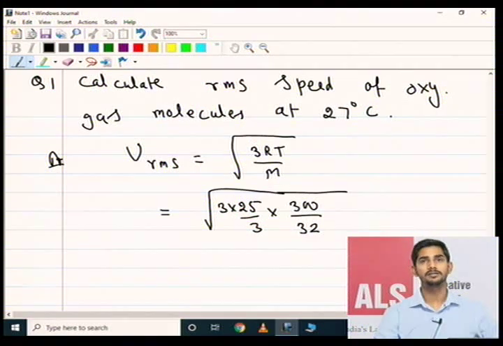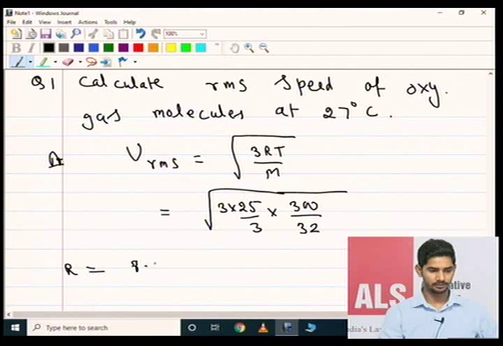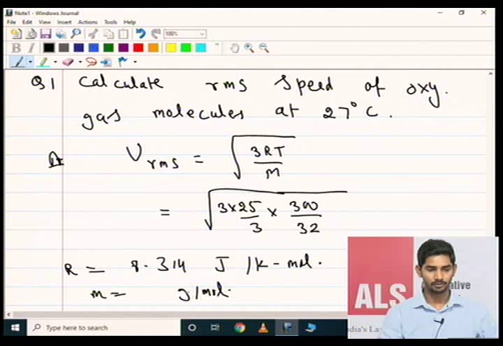And one more thing, guys. Here, every unit is SI unit. The unit of R is 8.314 joule per Kelvin per mole. But the unit of mass, we are using gram per mole. We know that the gram is not the standard unit, kg is the standard unit. So I'll convert this into kgs as well.